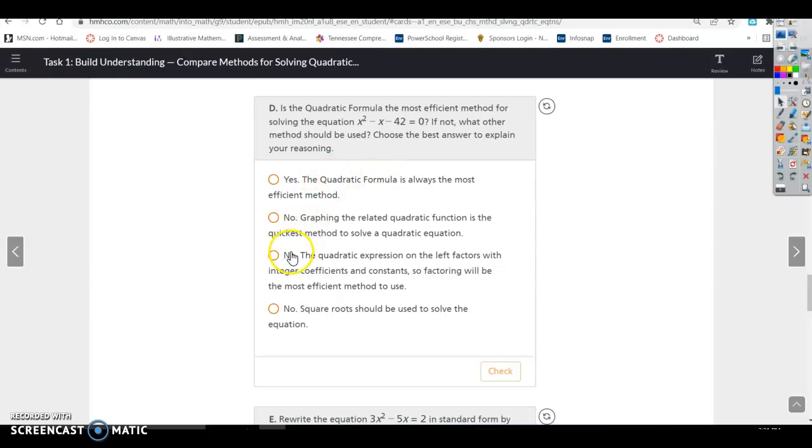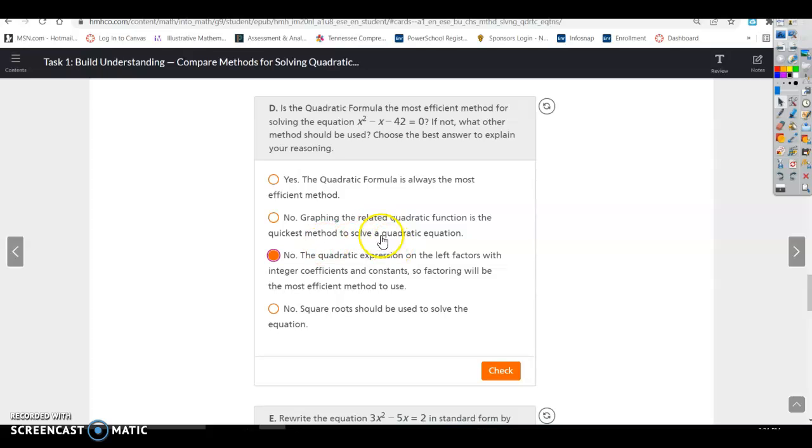So the quadratic formula will work, but it's not the most effective, so it's not the quickest. So it says, yes, the quadratic is always the most effective, not necessarily. No, graphing the related quadratic is the quickest method.